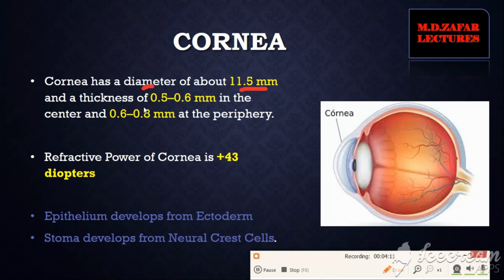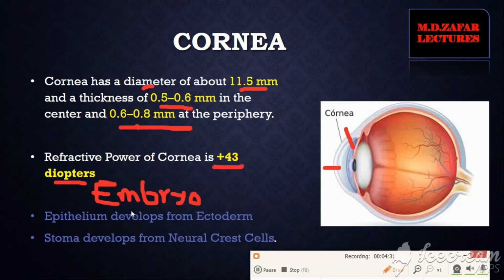In the center, it has a thickness of 0.5 to 0.6 millimeter over here, and in the periphery it will have a thickness of 0.6 to 0.8, that is over here. Now the refractive power of cornea is positive 43 diopters.